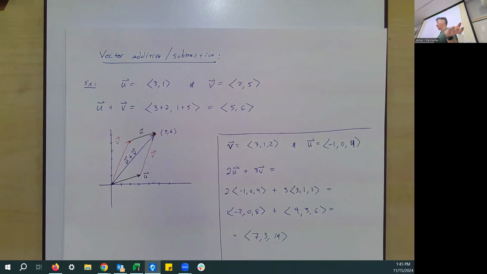There's not a lot to it, really, as far as adding and subtracting vectors goes. You add them the way you want to add them. You subtract them the way you want to subtract them. You multiply them by scalars the way you would think you'd multiply them by scalars. Questions about that?